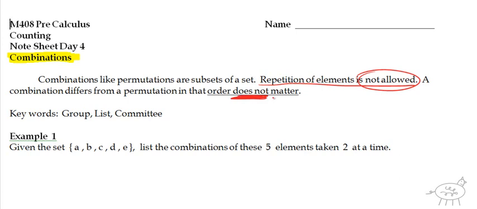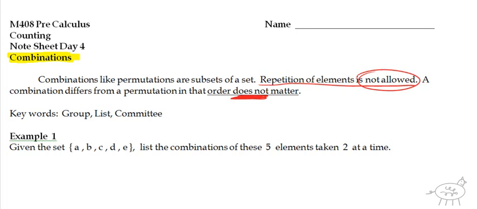Remember, it mattered before because when you picked a group of people, if I'm doing president, vice president, secretary, treasurer, that order matters. Now I'm just saying, hey, come on, I need a group of 10 people. Come on with me. It doesn't matter which person I'm picking first, second, or third. I'm just grabbing 10 people and they're all coming with me. So some of the key words to look for with a combination are a group of people, a list of people, or a committee of people.